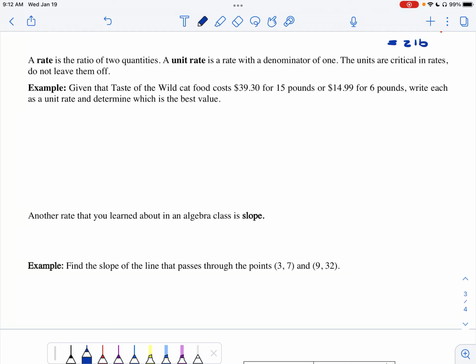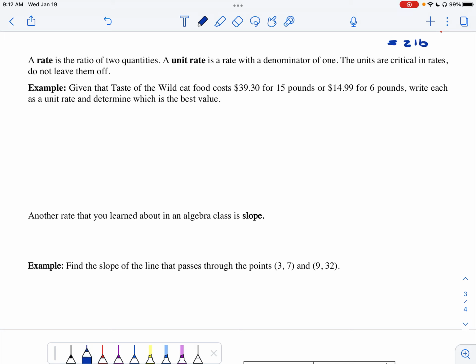All right, let's go ahead and start talking about rates. So a rate is simply a ratio of two quantities. It can be any one quantity divided by another quantity. For example, something like miles per hour would be a rate because you have miles divided by hours. Now, on the other hand, a unit rate is a rate that has a denominator of 1.